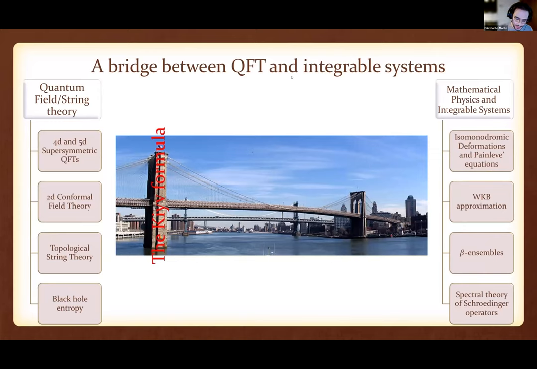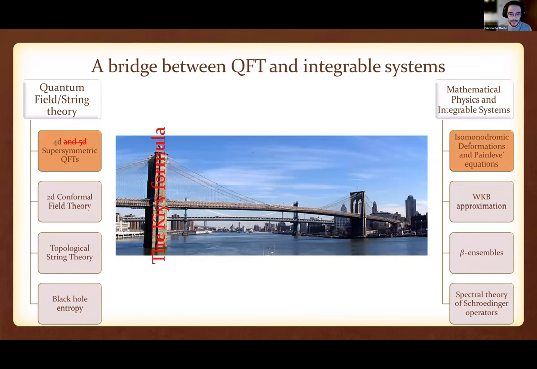And of course, yesterday you saw the relation between conformal field theory and Painlevé equations. And today I will instead focus on another specific instance of this correspondence, which involves four-dimensional supersymmetric quantum field theory and isomonodromic deformations, of which Painlevé equations are a special instance.